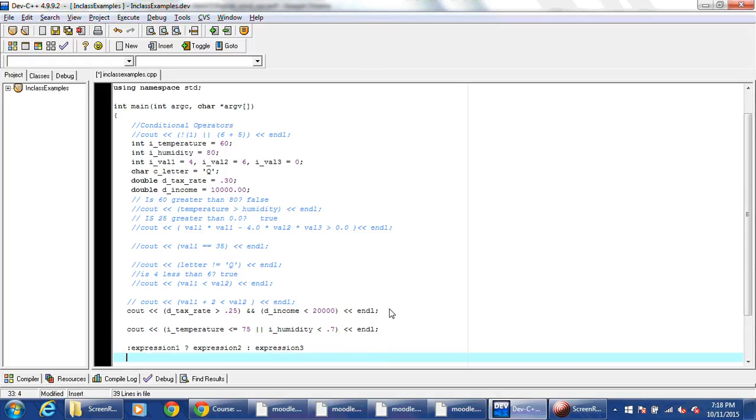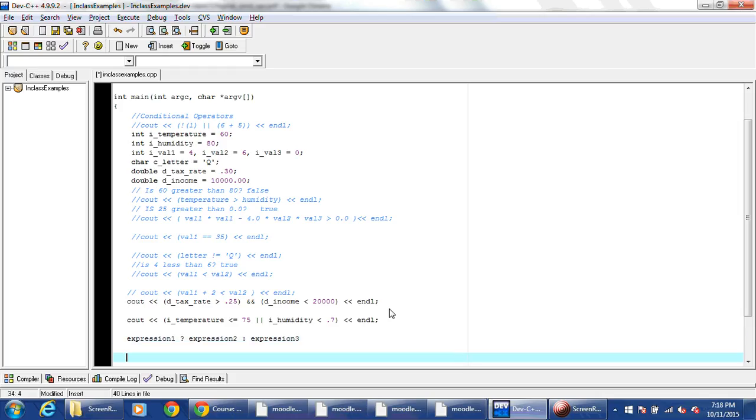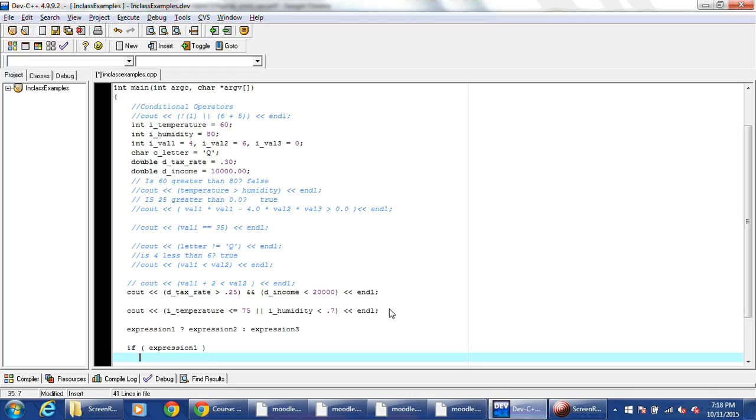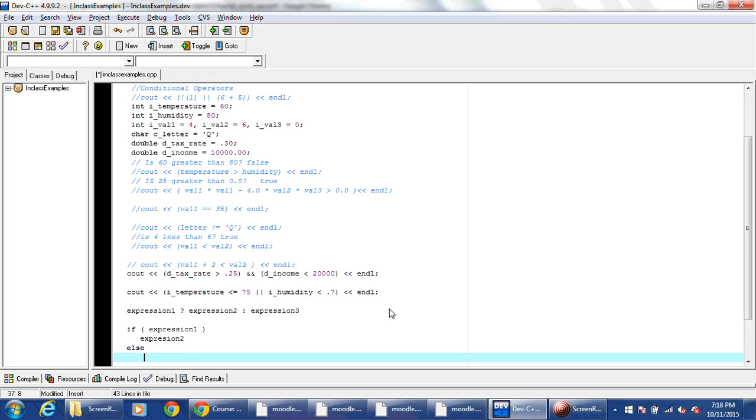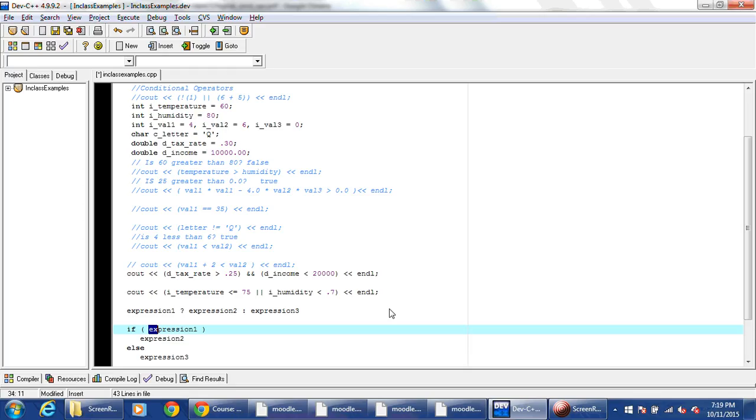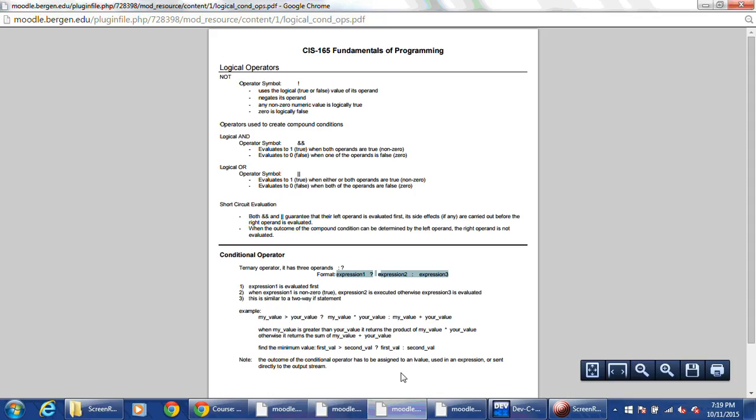You can always use this yourself. This is the same thing as saying, if expression 1, then expression 2, else expression 3. And expression 1 is a Boolean statement which is going to return a 0 or a 1. So that's what a ternary operator is, and it's a conditional operator.